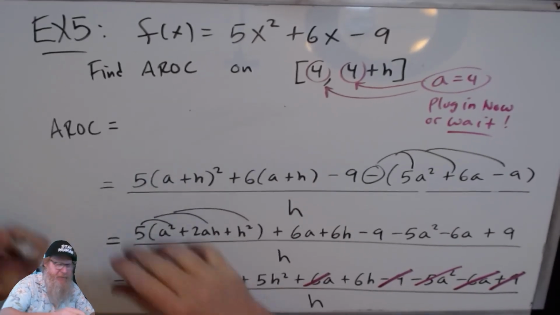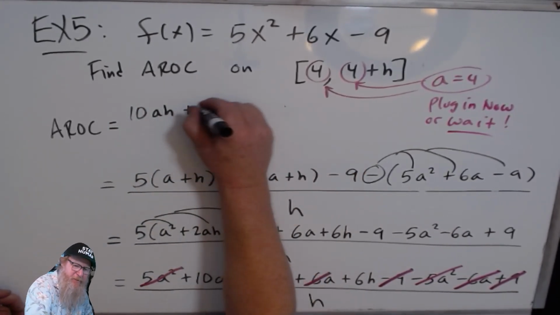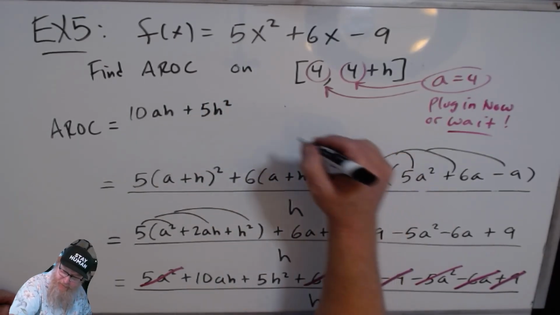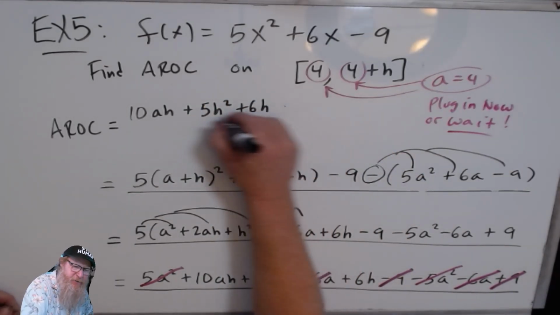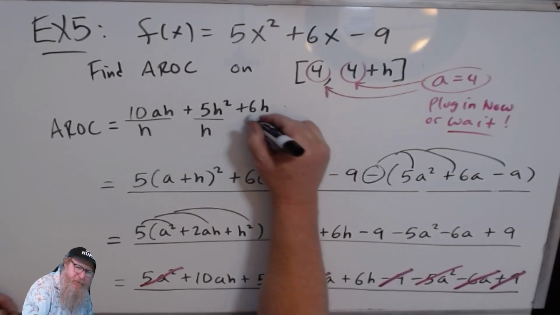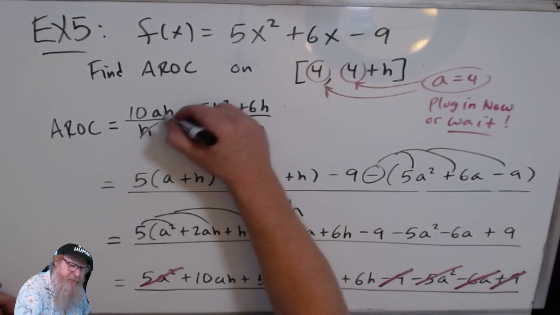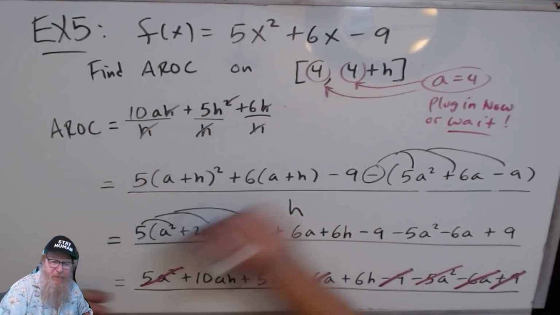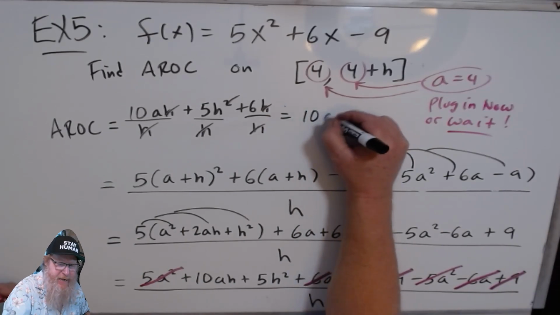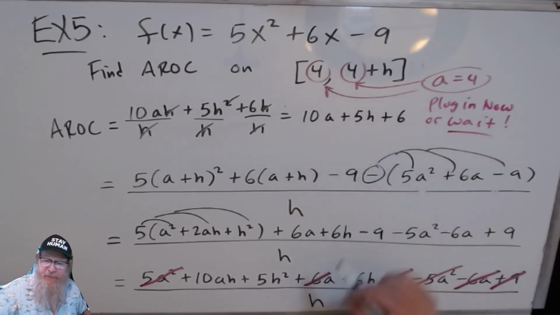So let's just put our answer up here. It's going to be 10ah plus 5h squared plus 6h. And then I'm going to write the denominator 3 times. And cancel. So my AROC is 10a plus 5h plus 6.